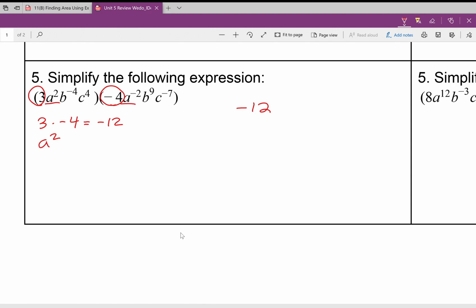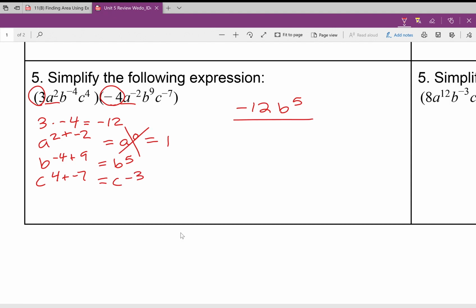We have a to the 2 plus negative 2. Remember, since we're multiplying, we add the exponents. So this is equal to a to the 0, which is equal to 1, which means we don't have to write the a at all. It's like the a disappears. Okay, let's look at b's. We have b to the negative 4 plus 9, which equals b to the 5, so I write b to the 5. Then I have c to the 4 plus negative 7, which equals c to the negative 3. Since it's negative, we need to turn our answer into a fraction and write it on the bottom. That's our answer.